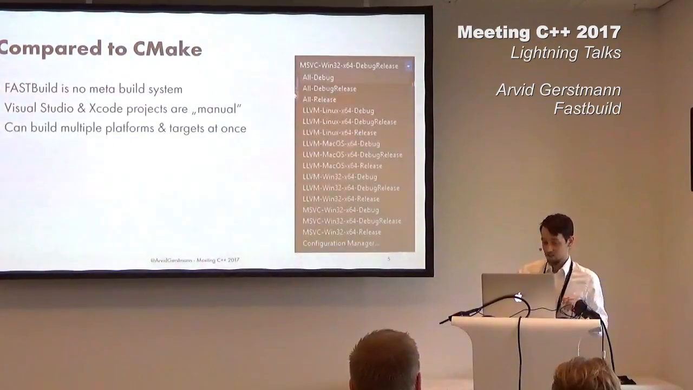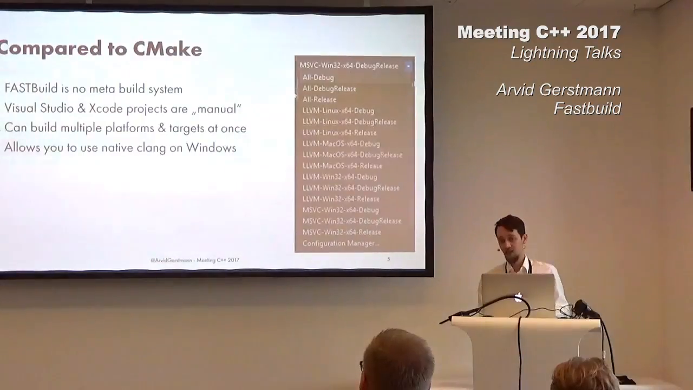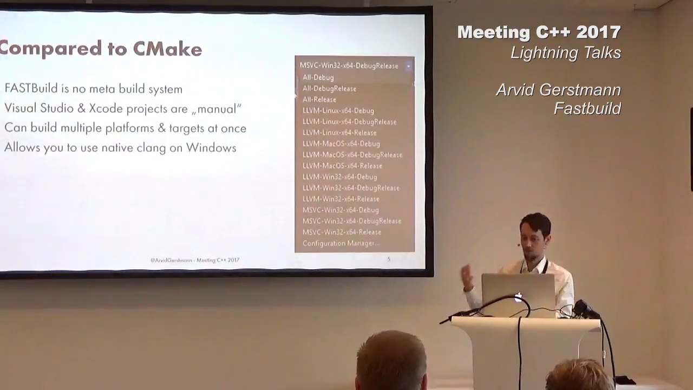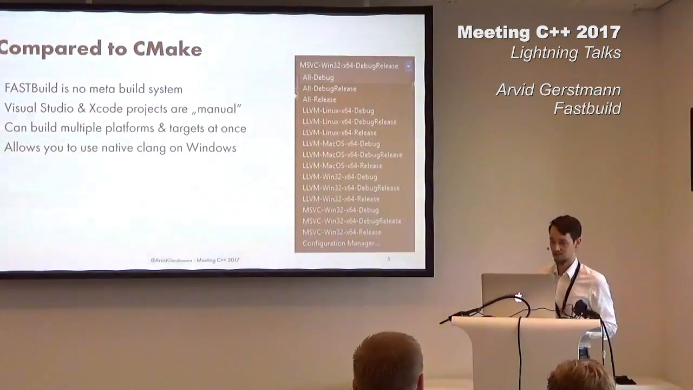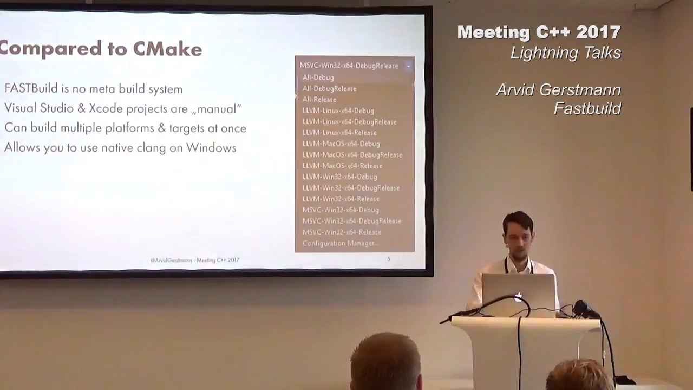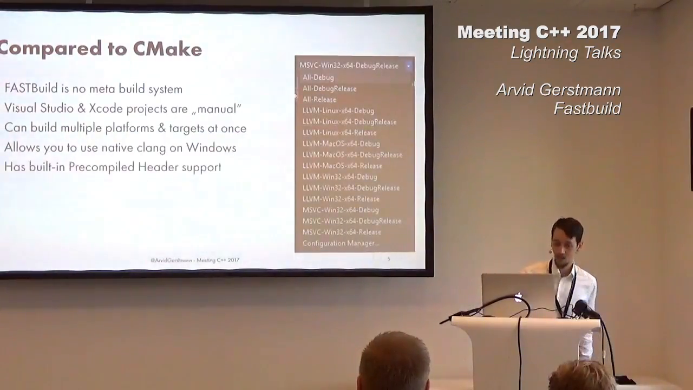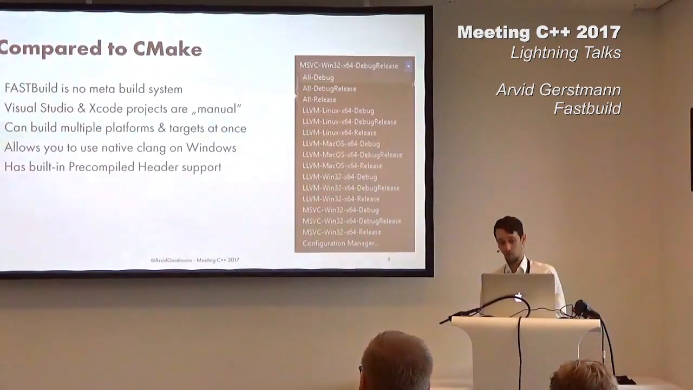It allows you to use native Clang on Windows. CMake, for example, has problems with using the non-Clang-CL version of Clang on Windows. You don't need to write some toolchain or resort to other hacks. You can just use Fastbuild and put in clang.exe, put the flags you would normally use on Linux, and you're good to go. It has built-in pre-compiled header support.